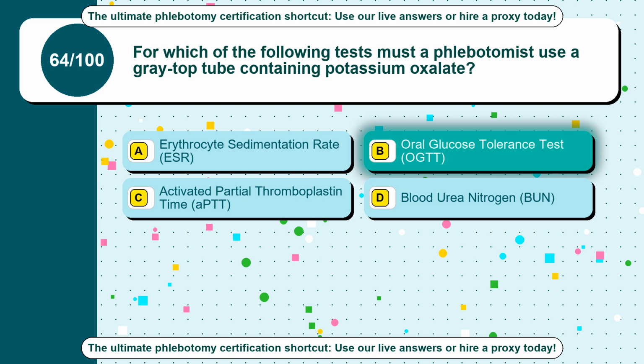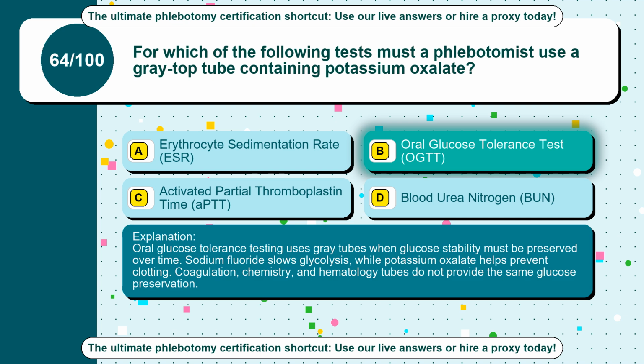The correct answer is option B, oral glucose tolerance test, OGTT. Oral glucose tolerance testing uses grey tubes when glucose stability must be preserved over time. Sodium fluoride slows glycolysis, while potassium oxalate helps prevent clotting. Coagulation, chemistry, and hematology tubes do not provide the same glucose preservation.